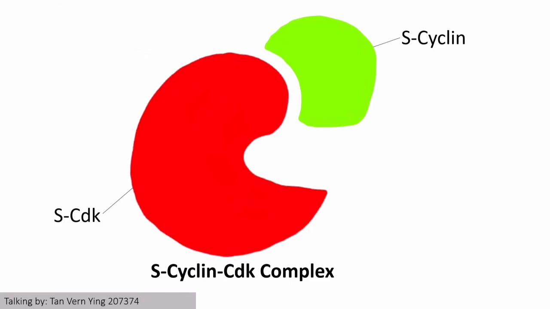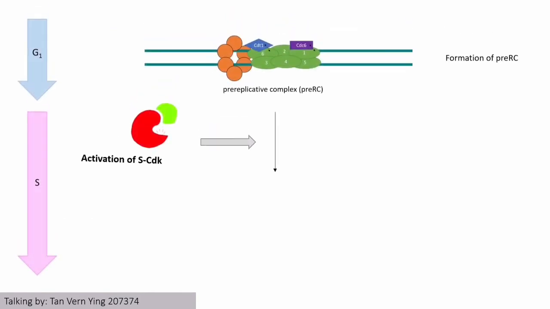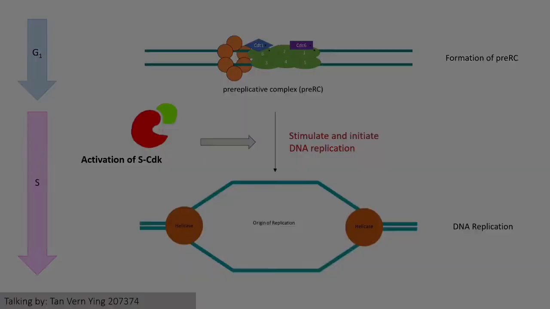Full activation of the cyclin-CDK complex occurs when CDK activating kinase, CAK, phosphorylates an amino acid near the entrance of the CDK active site, causing a small conformational change. This increases the activity of the CDK. The S-cyclin-CDK complex is in fully active form now. In doing so, S-cyclin-CDK complexes essentially stimulate and initiate DNA replication in S phase.